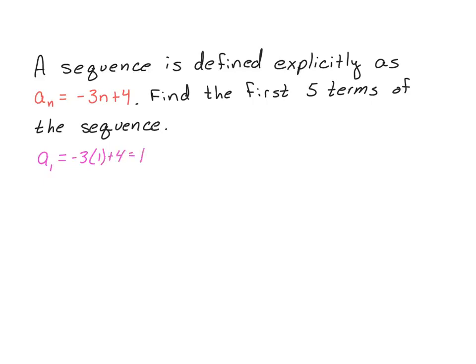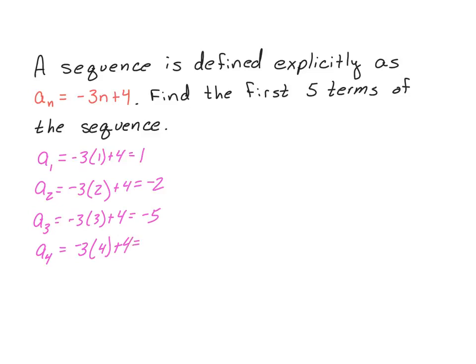which is 1. All right, now finding a sub 2 would be negative 3, and your n value this time is 2. Negative 6 plus 4 is negative 2. Then we have to find the third term, so that's going to be negative 3 times 3 plus 4, which is negative 5. The fourth term is negative 3 times 4 plus 4, which is negative 8. And then the fifth term is negative 3 times 5 plus 4, which is negative 11. All right, so writing this out as a sequence, your first term is 1, then negative 2, then negative 5, then negative 8, and negative 11.